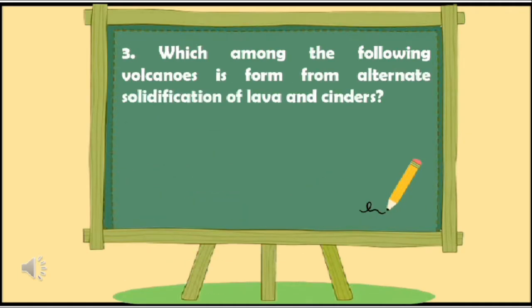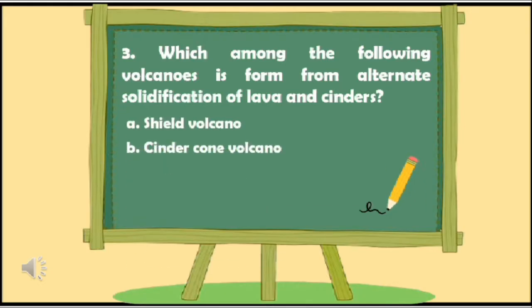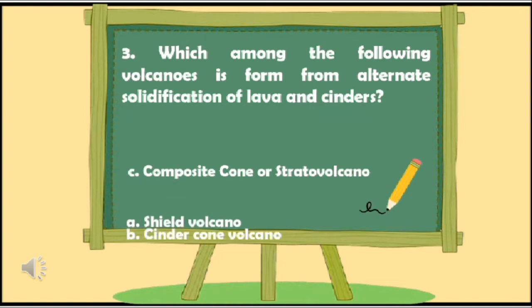Number 3. Which among the following volcanoes is formed from alternate solidification of lava and cinders? Letter A, shield volcano. Letter B, cinder cone volcano. Letter C, composite cone or stratovolcano. The correct answer is C, composite cone or stratovolcano.